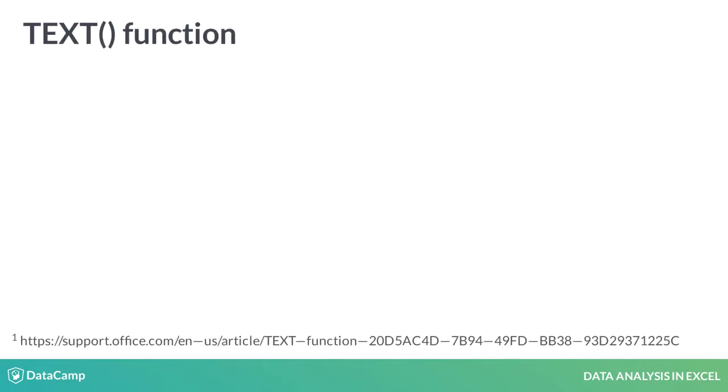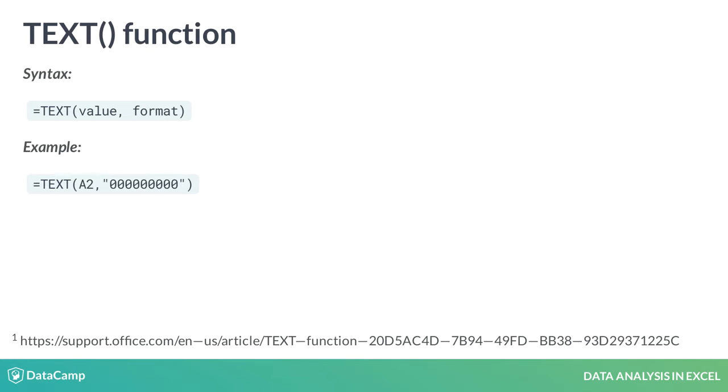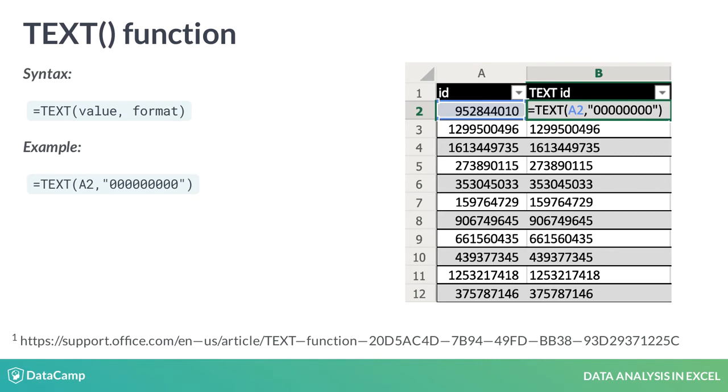The function is text, and the syntax is pretty simple. Equals text open parentheses, then the cell you want to reassign. The next argument specifies the desired format, which in this case is 9 zeros wrapped in double quotation marks. Close parentheses. The 9 zeros represent the minimum number of characters in the ID field.